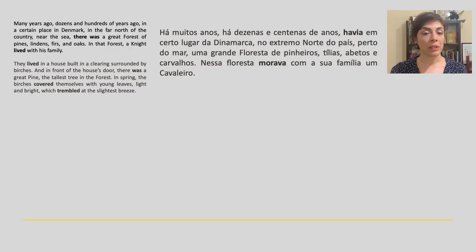Now, they lived in a house built in a clearing surrounded by birches, and in front of the house's door there was a great pine, the tallest tree in the forest. In spring, the birches covered themselves with young leaves, light and bright, which trembled at the slightest breeze.